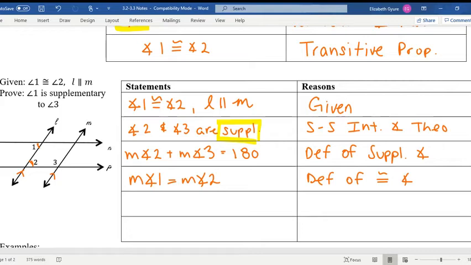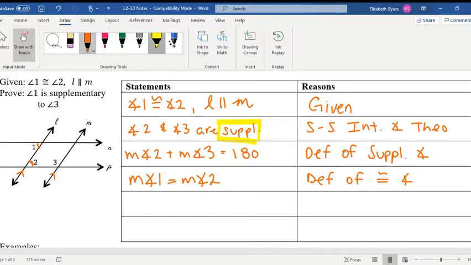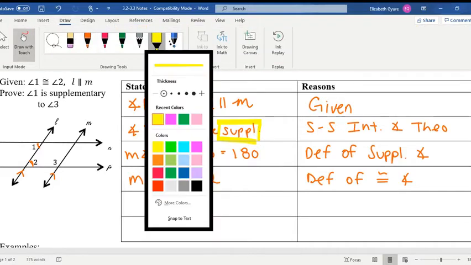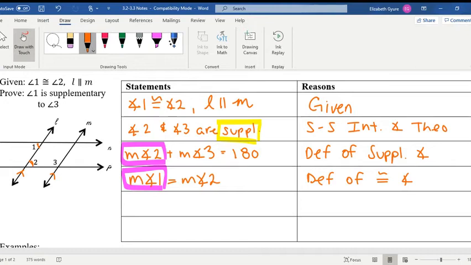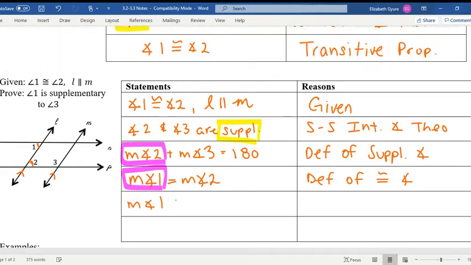Now is it ready to be substituted in? Absolutely. What we are going to do now is take the measure of angle 1 and replace it with the measure of angle 2, because we want to be able to say that 1 and 3 are supplementary. Good. So the measure of angle 1 plus the measure of angle 3 equals 180. That is the substitution property.